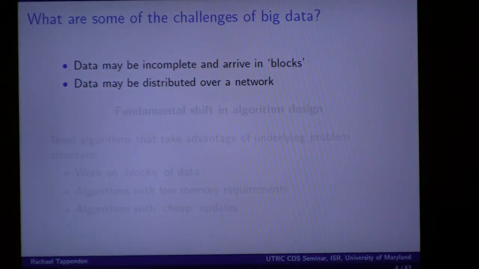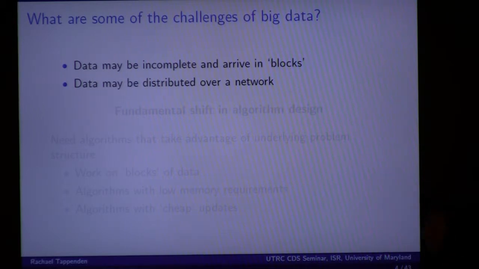So what are some of the challenges of big data? Some of the challenges are I might not have access to all of my data when I want to start running my algorithm. So the data might come to me in time over blocks. We can think of this in terms of imaging. If we have some CT scanner, we take one X-ray through the patient, then we rotate and keep on collecting multiple bits of data, one after the other. So I might actually want an algorithm that can start processing my data even after just one camera angle of data has been collected.